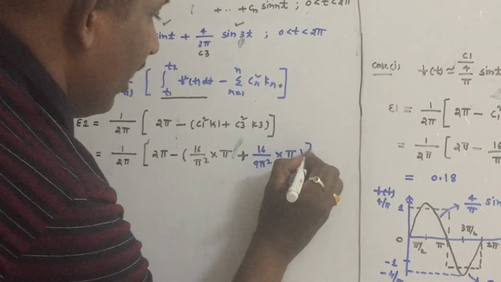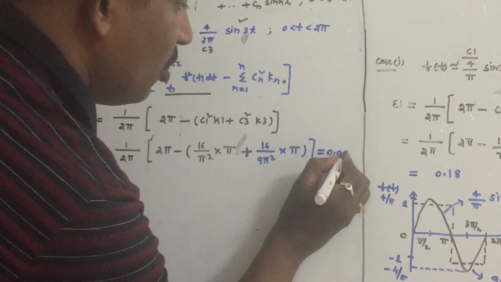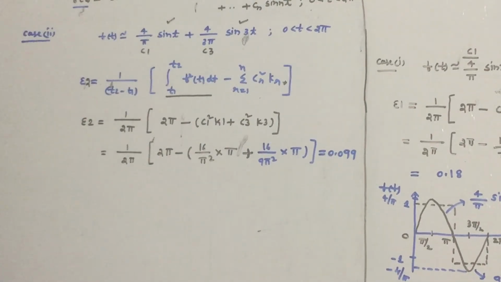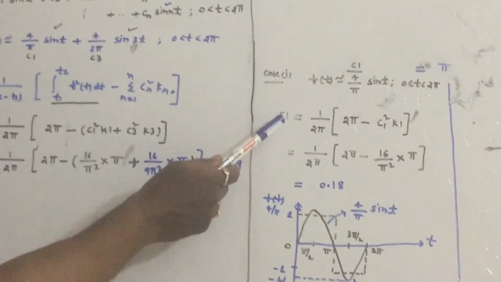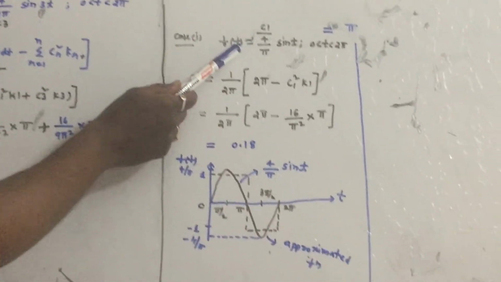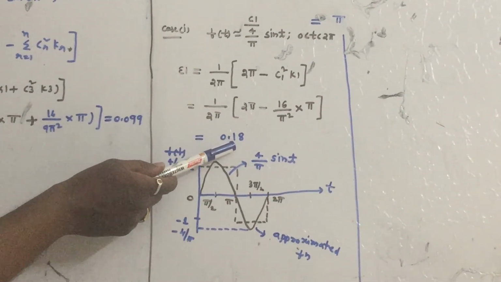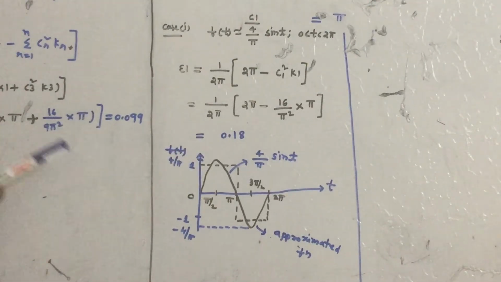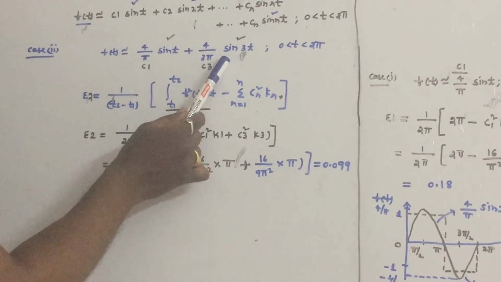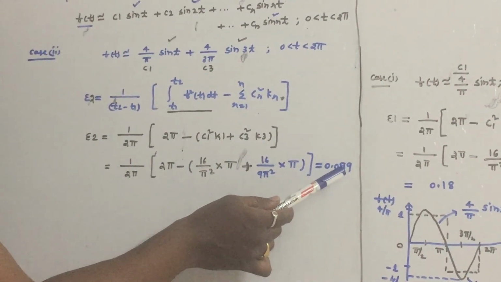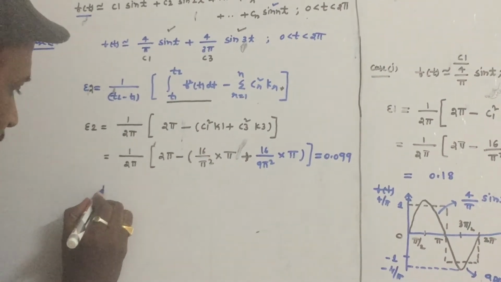K3 value is also pi. So therefore let us find out this error. This error will come out as 0.099. So you can see that in the previous case we approximated f of t with one orthogonal function. What is the error we got? 0.18. Now we are approximating f of t with two orthogonal functions. You can see that the error is reduced to 0.099. So let us see the approximate nature of the graph.